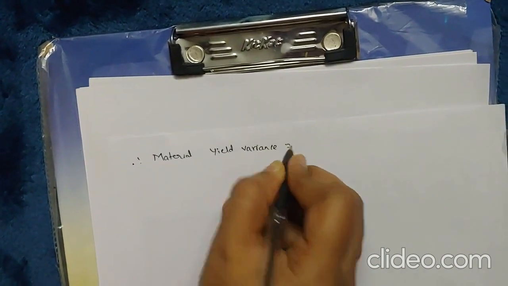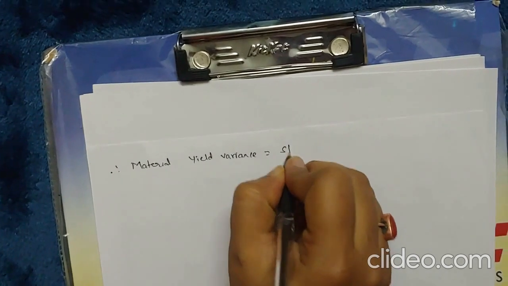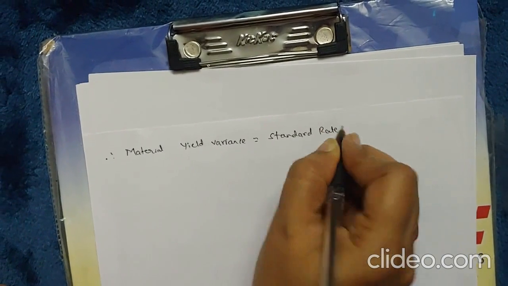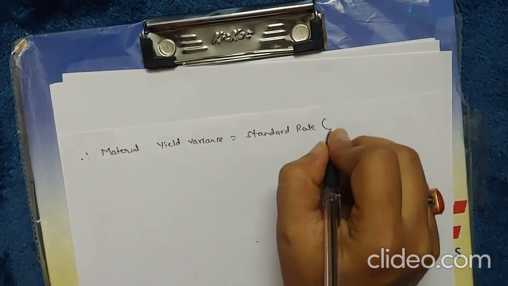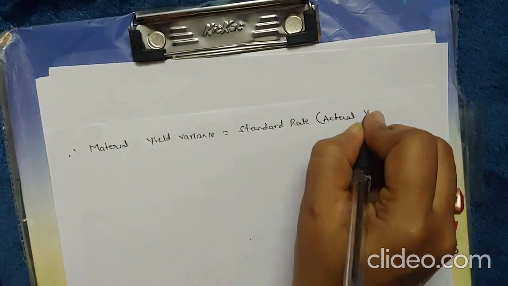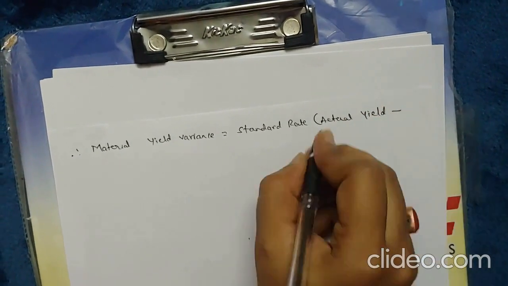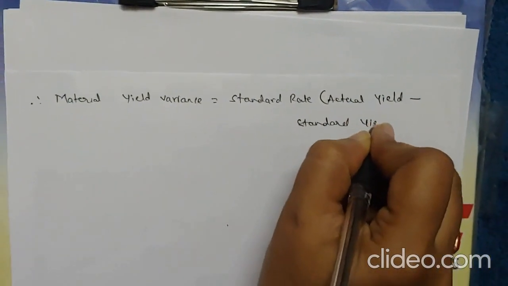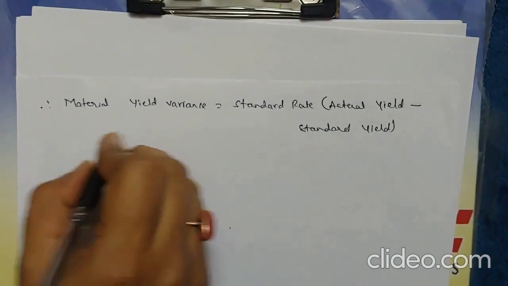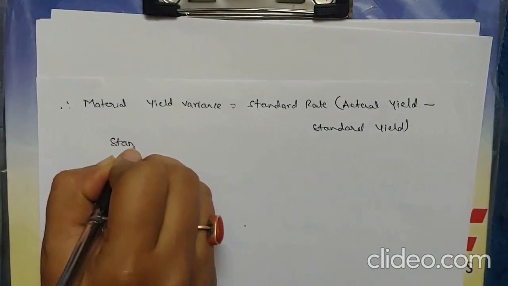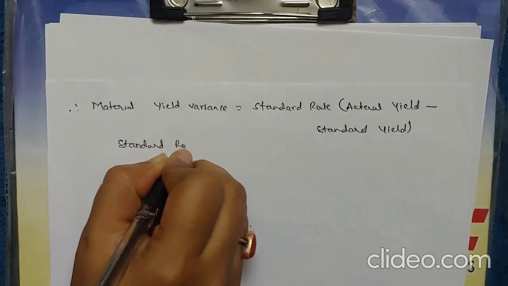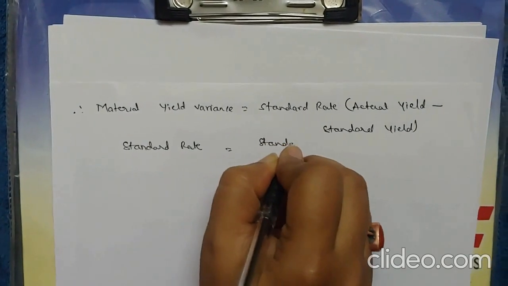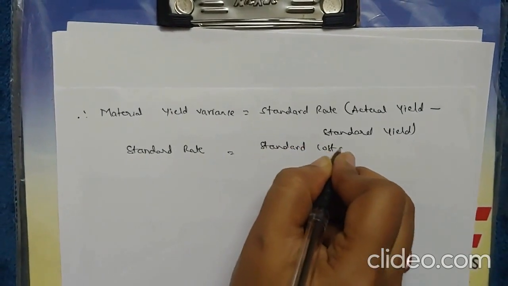Less, the actual output was 365 units. Actual output. Actual yield means actual yield 365 units. 400 minus 365 is 35.